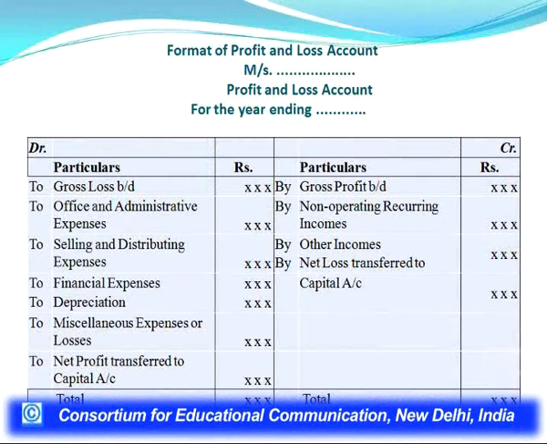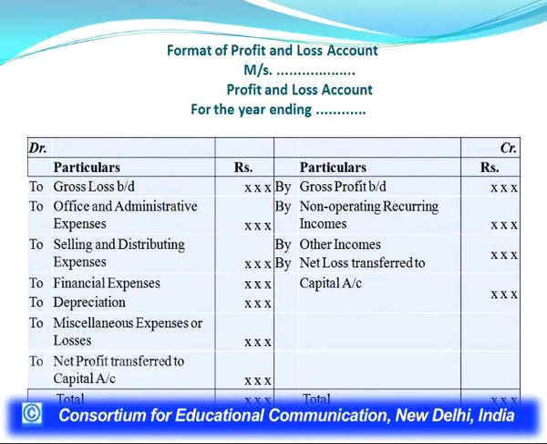Now, we will see the format of profit and loss account. In profit and loss account format, first of all we need to record the name of the firm, then profit and loss account, and then this account is prepared for a particular period. Here we have taken the example for the year. So, we have mentioned here for the year ending. If we are preparing it for 6 months, we could write for the 6 months ending on this date.